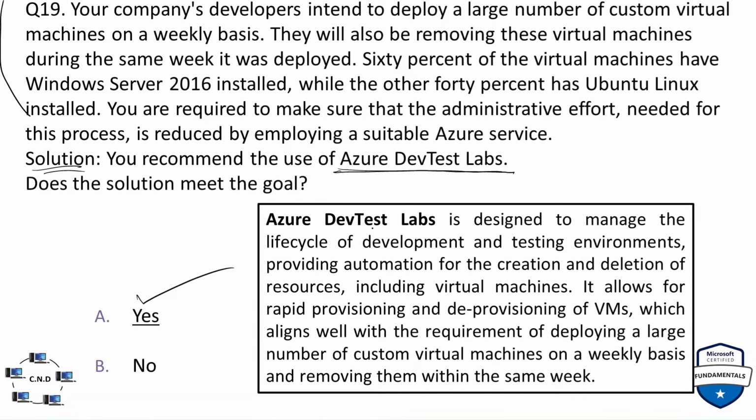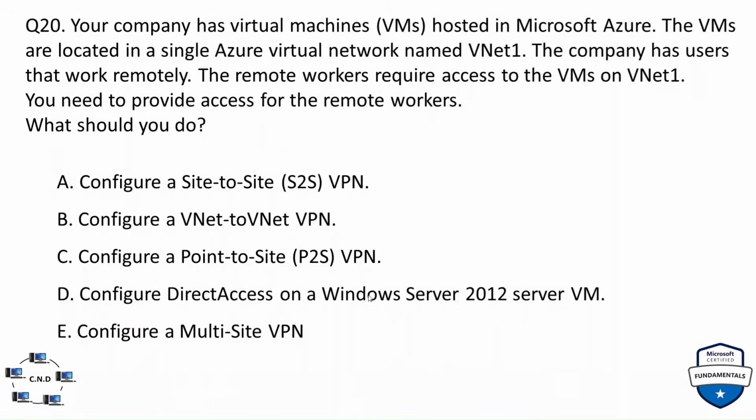Azure DevTest Labs is designed to manage the life cycle of deployment and testing environments, providing automation for creating and deletion of resources, including virtual machines. It allows for rapid provisioning and deprovisioning of VMs, which aligns well with the requirement of deploying a large number of custom virtual machines on a weekly basis and removing them within the same week.